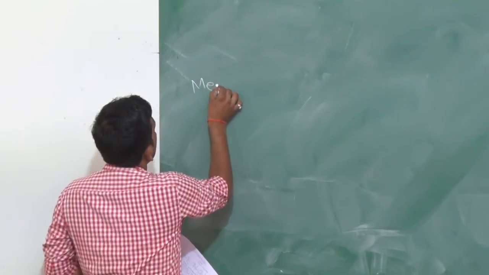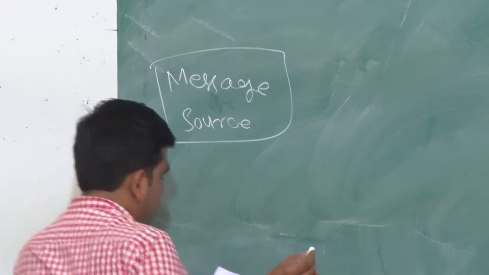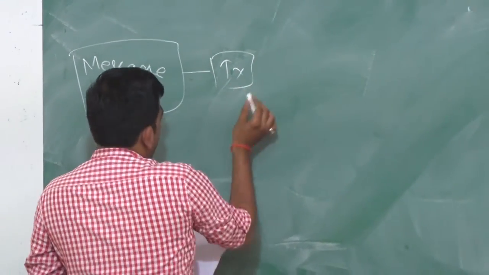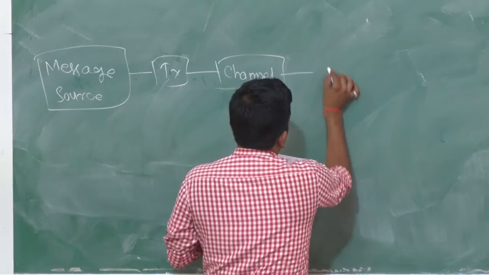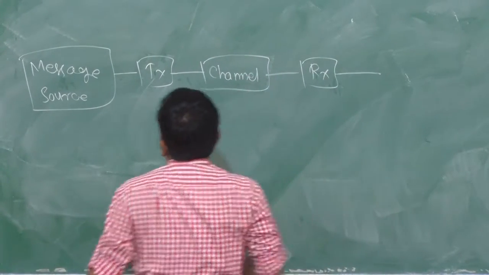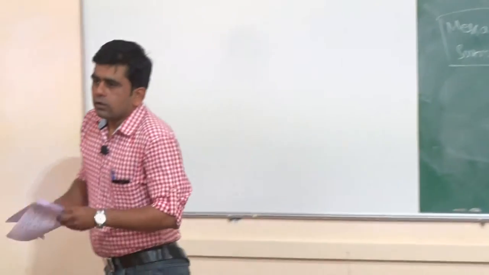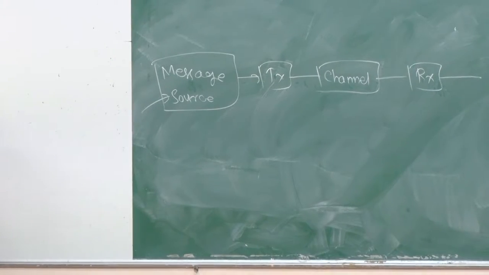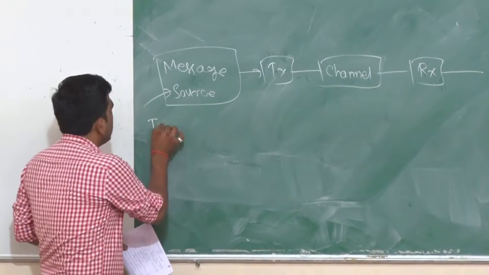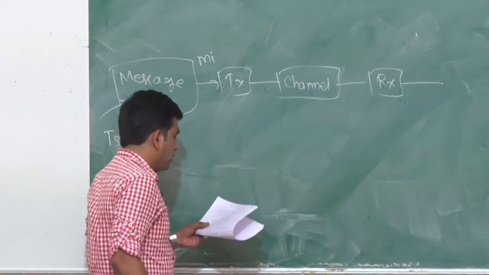Here we have to consider the message source, transmitter, channel and receiver. This message source can transmit one symbol of capital T seconds. So here we will get mi symbols.